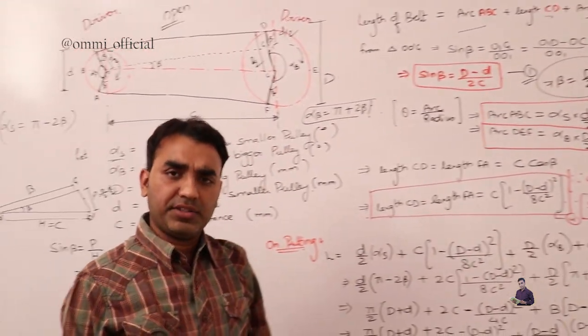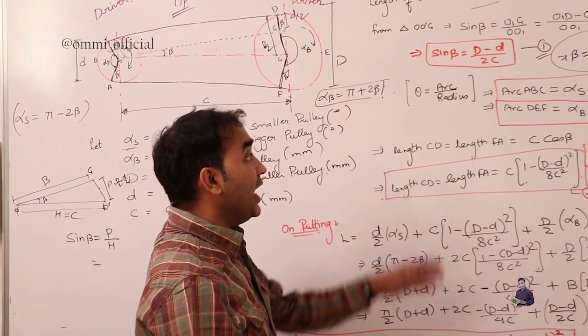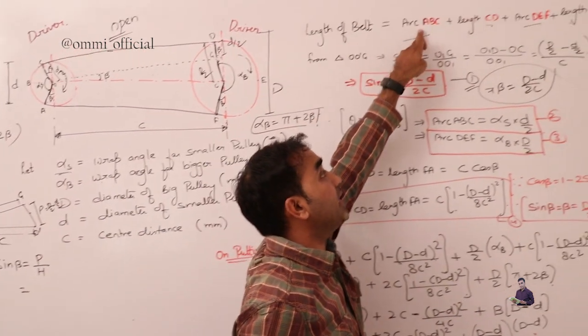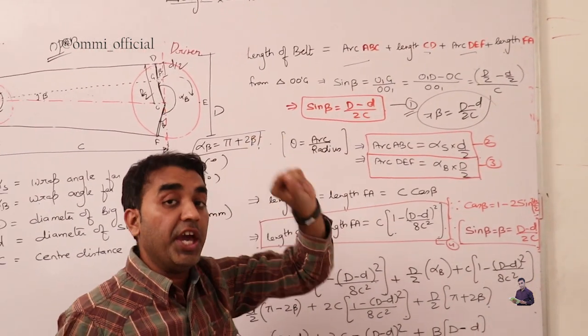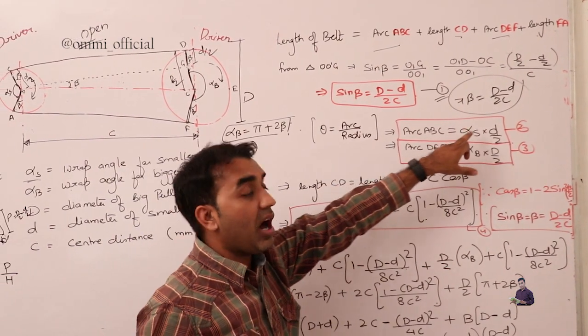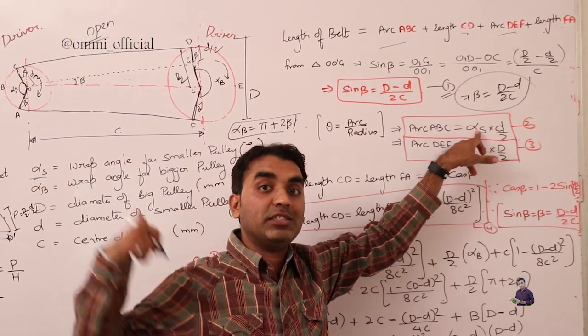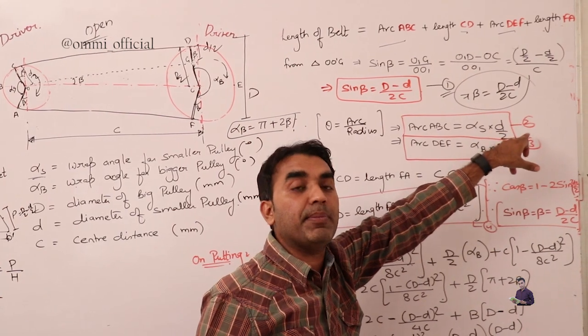Now what is theta? Theta is the ratio of arc upon radius. If someone asks about the arc ABC, the arc ABC should be equal to the angle for the small pulley, which is alpha S, times the radius, meaning d by 2.